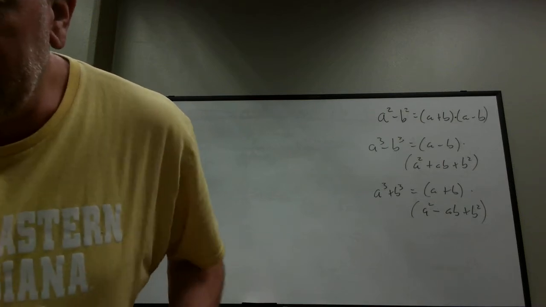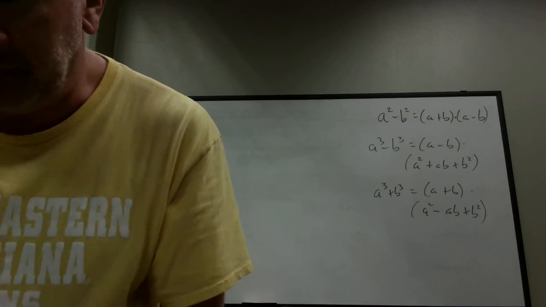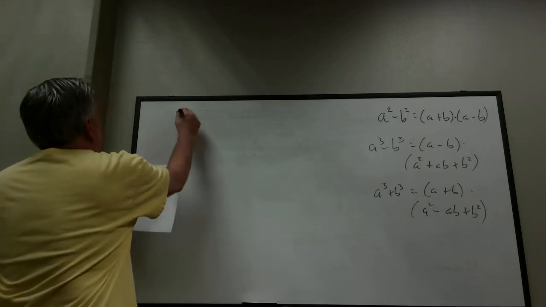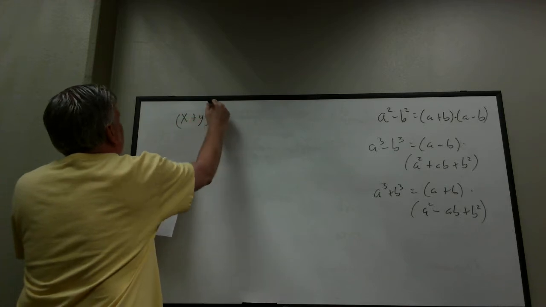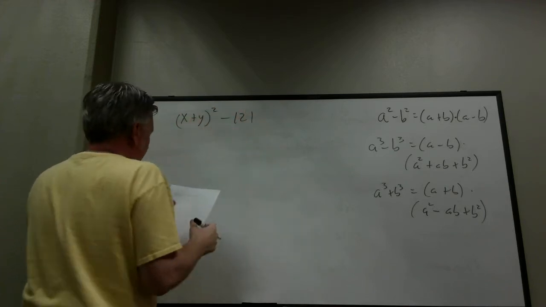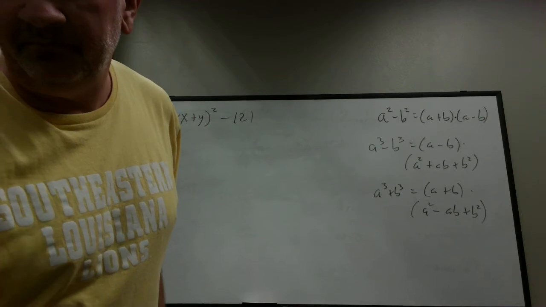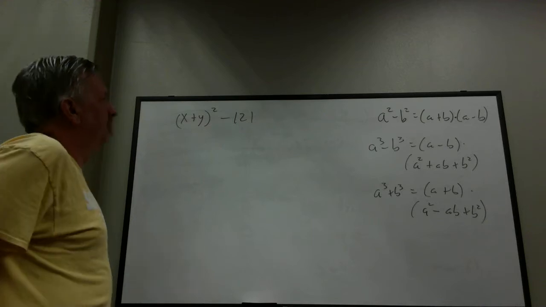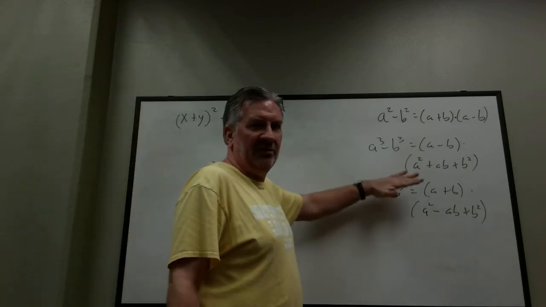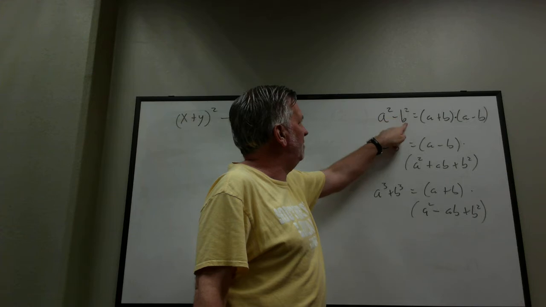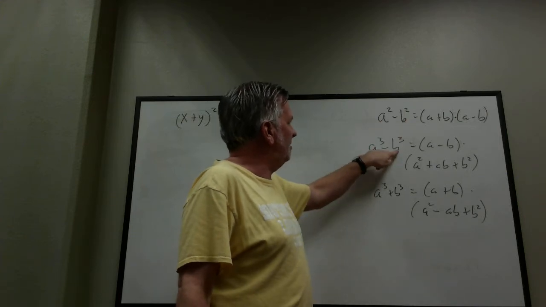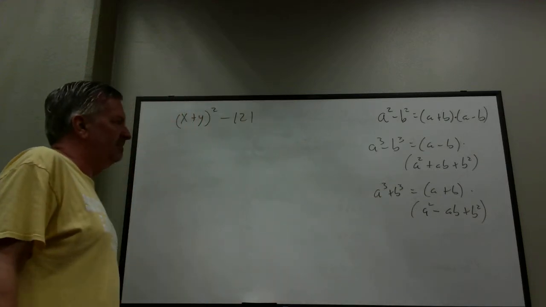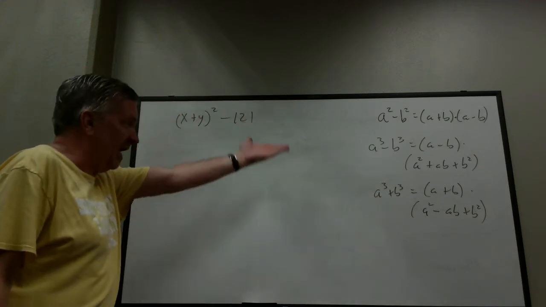Okay, so let's do some practice here. It says factor each of the following completely. There are a whole bunch of examples here. So the first one says x plus y squared minus 121. Starting off kind of tricky. Now think about what we're trying to make these things look like. Something squared minus something squared. Something cubed minus something cubed. Something cubed plus something cubed. Now, this is all we've covered, so you know this has got to be one of these.